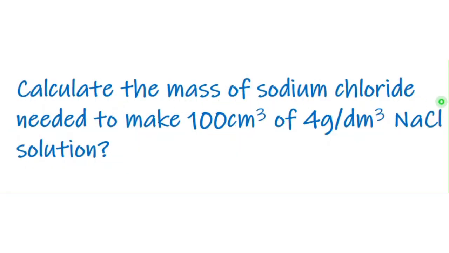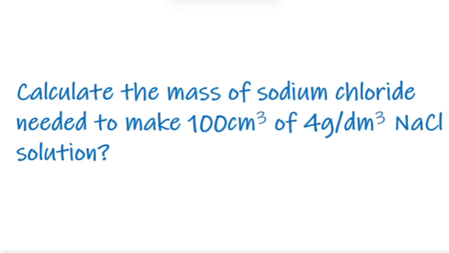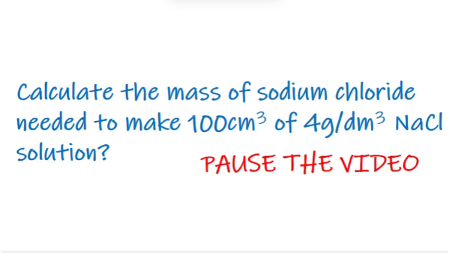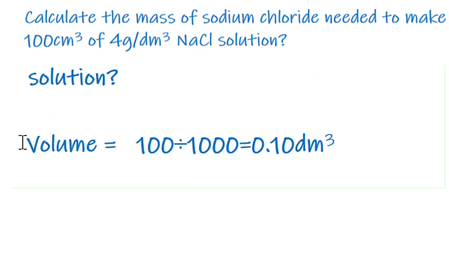So let's look at a problem. Calculate the mass of sodium chloride needed to make 100 centimeters cubed of a 4 grams per decimeter cubed solution of sodium chloride. Now pause the video, have a go at this and then restart and see how you get on. So the first thing you've got to do, remember, is to convert the volume from centimeters cubed to decimeters cubed, and we do that by dividing by 1,000. So 100 divided by 1,000, 0.1 decimeters cubed.